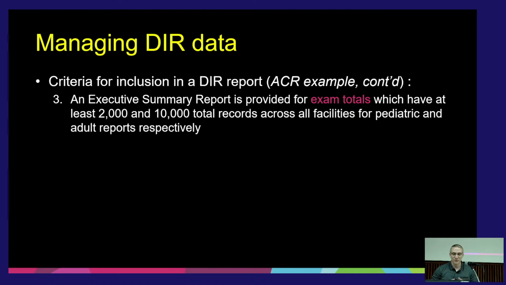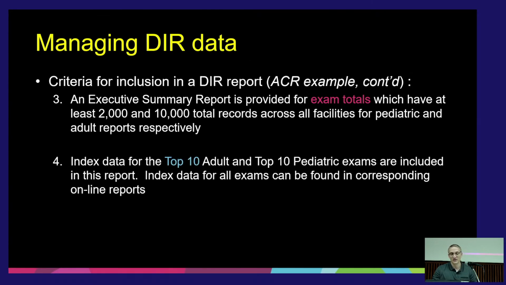And then the executive summary report is going to provide exam totals. It's going to tell you how many exams are being compared in that group. In the early days of Thailand, you probably won't be able to meet some of the minimums, but for the ACR, they look at minimum groupings of 2,000 up to 10,000 total records for a facility, for pediatric and adult reports respectively. In other words, if you only have 1 or 2 studies, it's very hard to get meaningful statistics out of that. And so when you compare your values from your local hospital, you want to be comparing it to a large curated data pool.